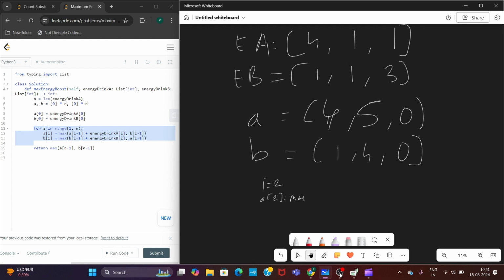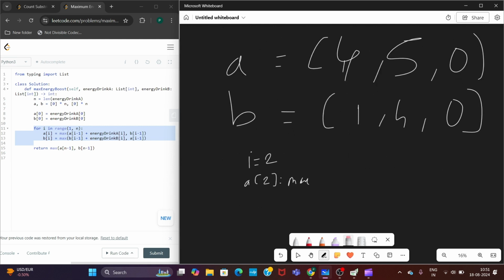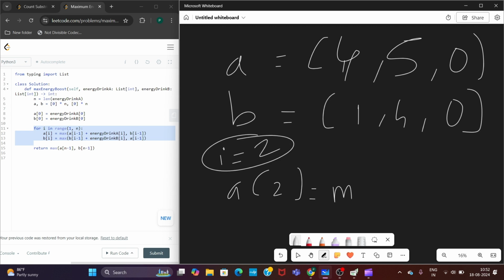Now we are moving on to our last iteration, which is I equals 2. We will be just finding the maximum of what? Maximum of energy drink dp, means small a of 1 plus energy drink of 2, comma, small a of 1. Let's see. So basically, which is my a of 2. We are at iteration number 2.